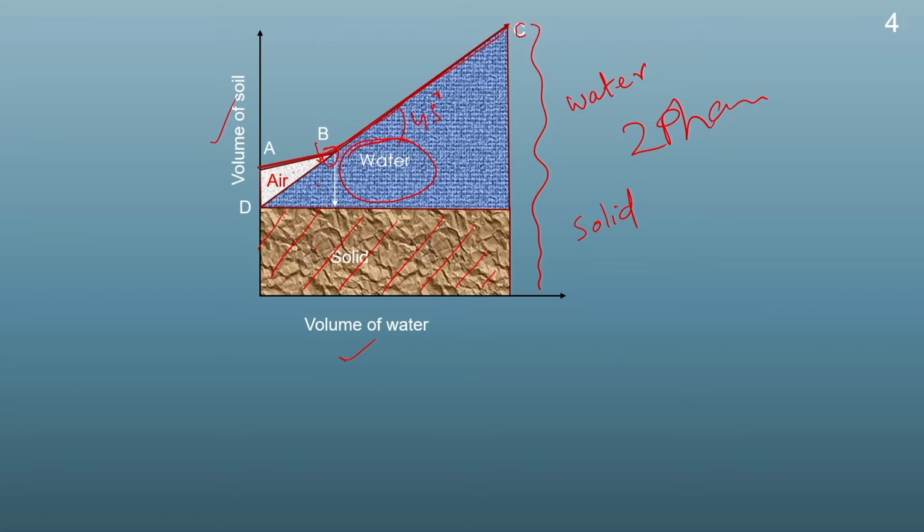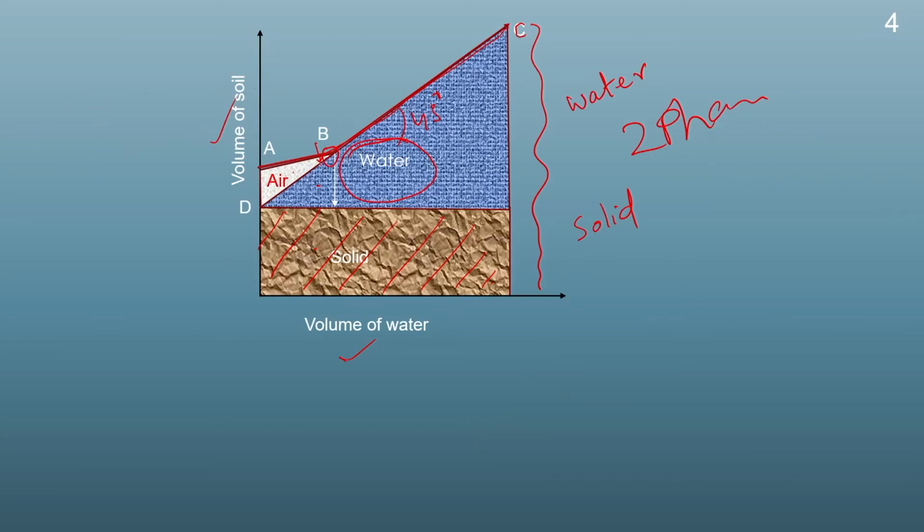So, it becomes a three phase system from point B onwards. On drying the soil from point B onwards, air starts to enter into the system and the soil becomes unsaturated. Now, this soil has three constituents: air, water and the solid particles. So, the soil will be in a three phase system from point B onwards.